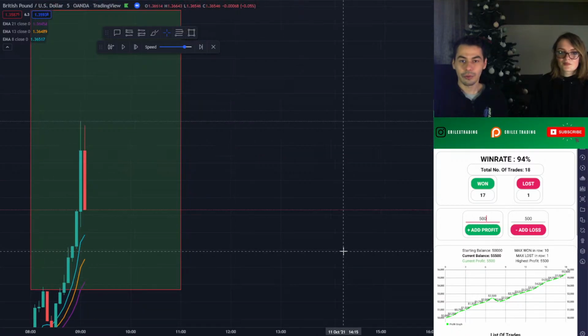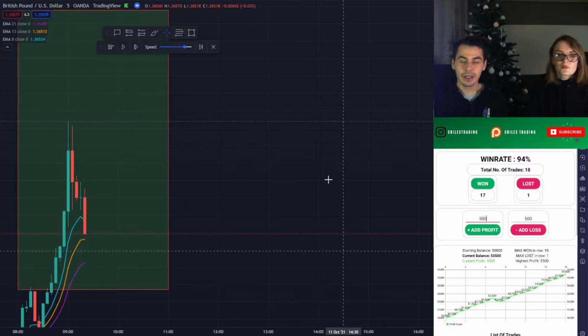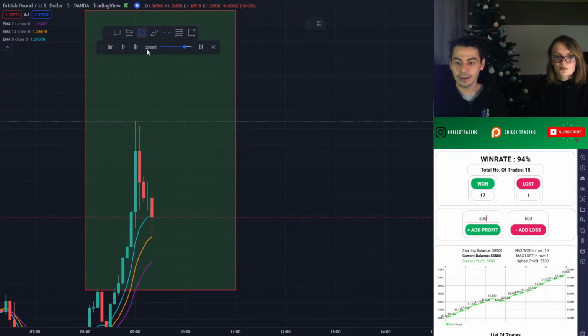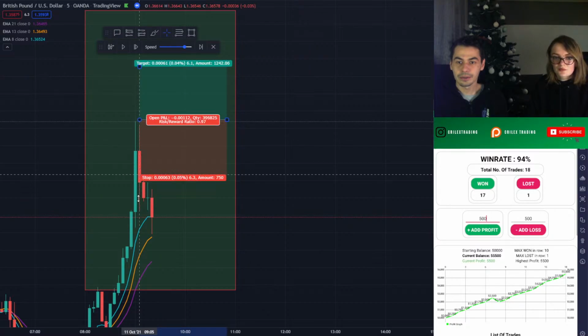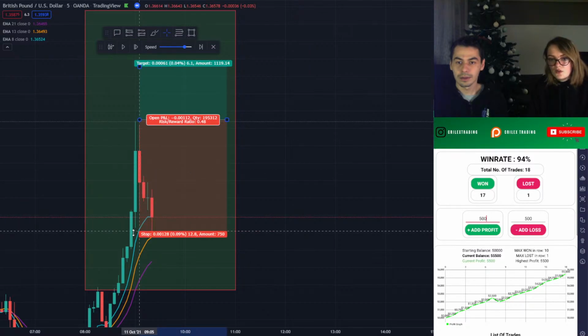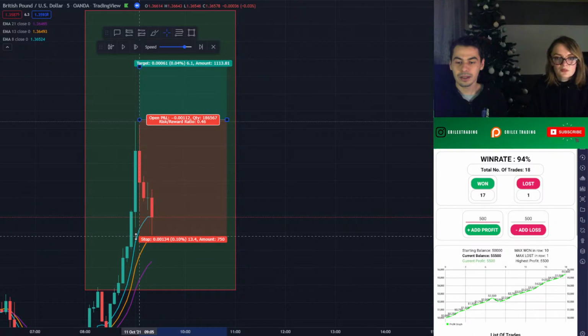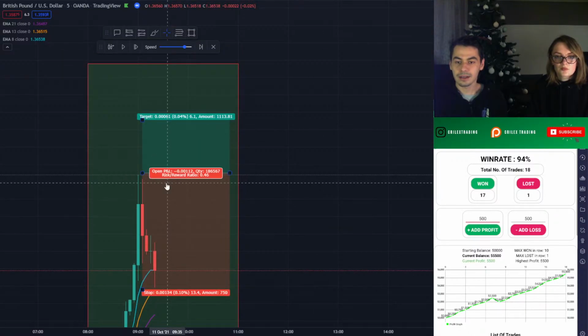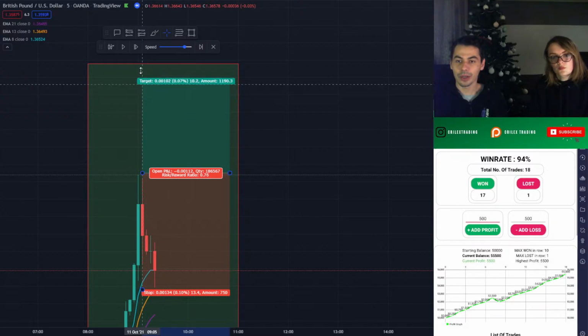Okay, let's see if we have any additional entries here. We have this entry, but I think that the stop loss will be a bit high here. Actually, no. Actually, it's in our range. So we will take it. It's at 135 points roughly.